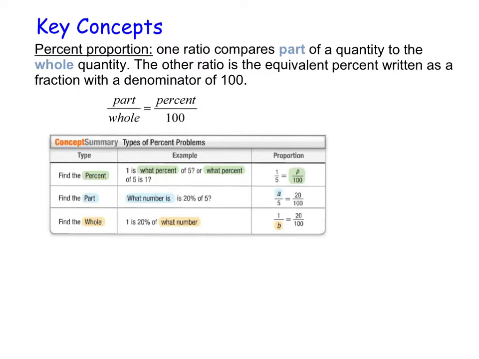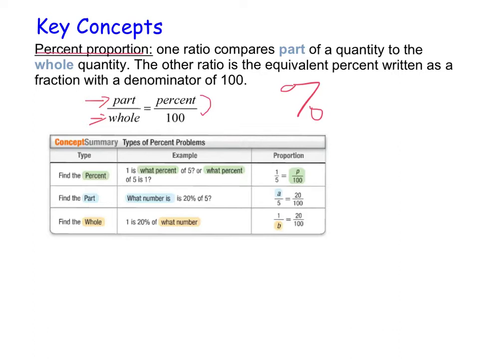Okay, so we've got percent proportion is one ratio that compares part of a quantity to the whole quantity. The other ratio is the equivalent percent written as a fraction with a denominator of 100. So in words, we're going to write part over whole with the percent being over 100. Of course, you remember that percent means 100, right? So it's going to be percent over 100. Part to whole equals percent to 100.